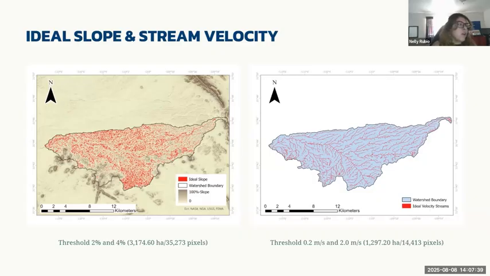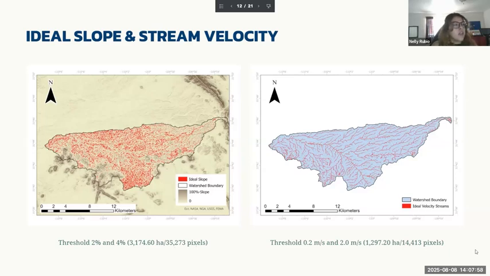From a technical manual for ORD placement, we determined that 3% was an ideal slope for these structures. So we have a threshold from 2 to 4% slope, which yielded us about 3,175 hectares of viable slope area.